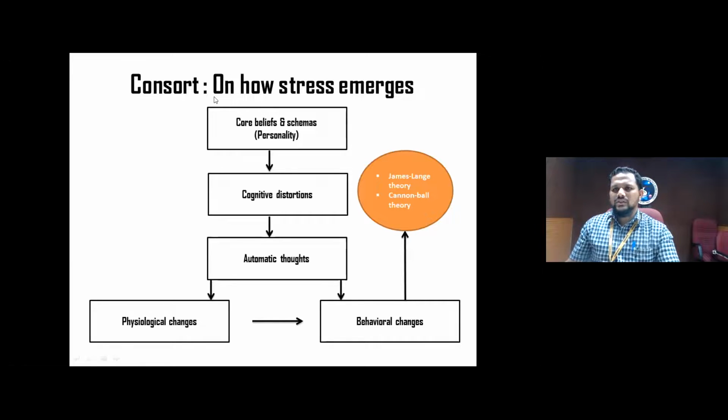So the thing that I have explained is the James-Lange theory and Cannon-Bard theory in understanding emotions. So I'm literally explaining stress through these theories.